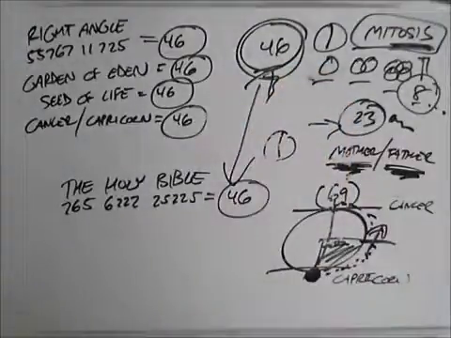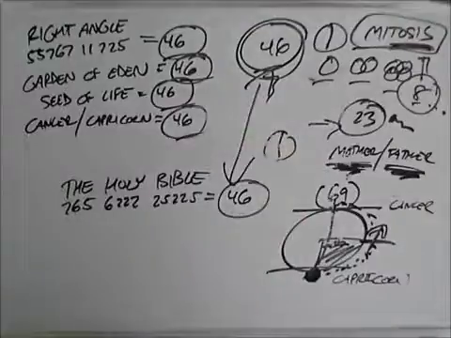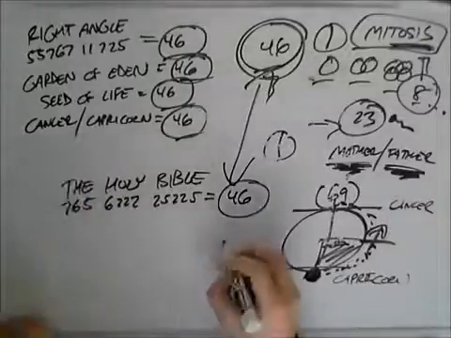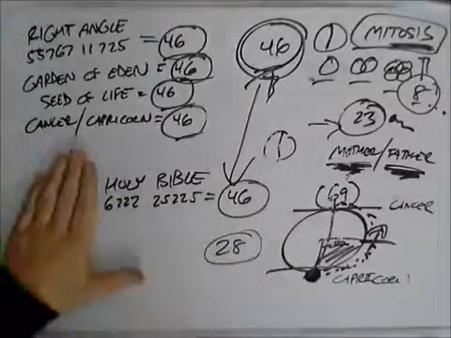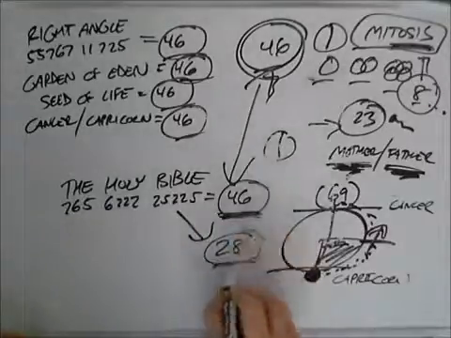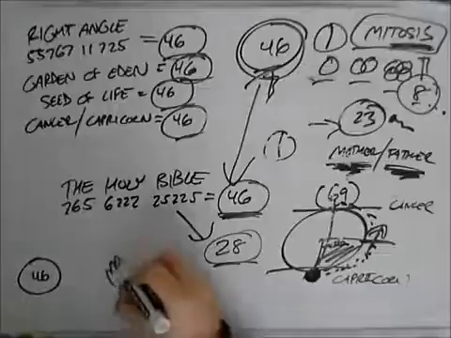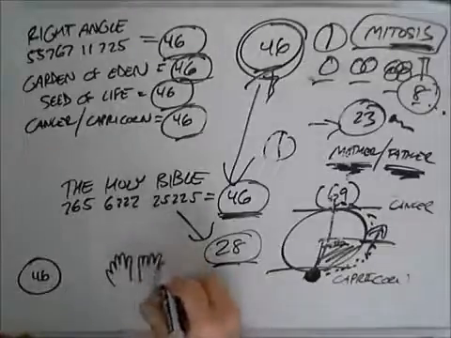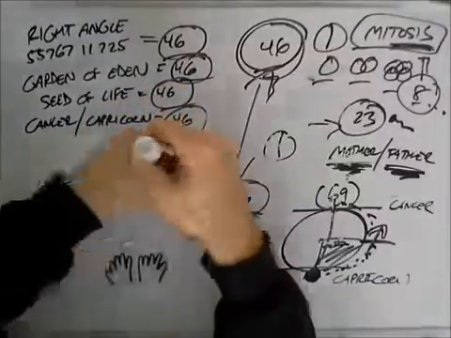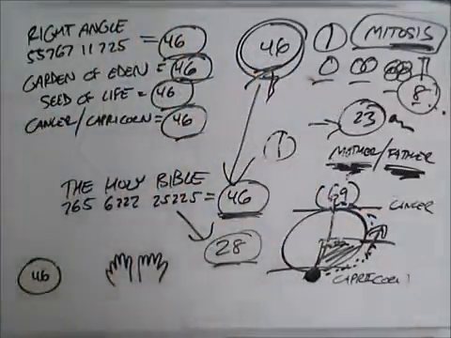Chromosomes. It's the number of chromosomes in human genetics. Right angle, the Garden of Eden wanted to tell us about, Seed of Life, Cancer, Capricorn. Interesting, when you take the away from Holy Bible, it now equals 28. Holy Bible equals 28. The Holy Bible equals 46. What are they talking about here? They're talking about the Alpha, the first thing, is 46 chromosomes, and the Omega, the last thing, which is the 28 phalanges of your hands. That's in the Holy Bible.